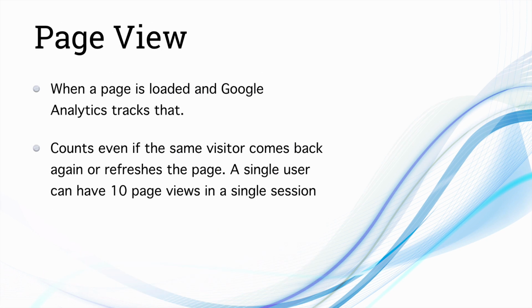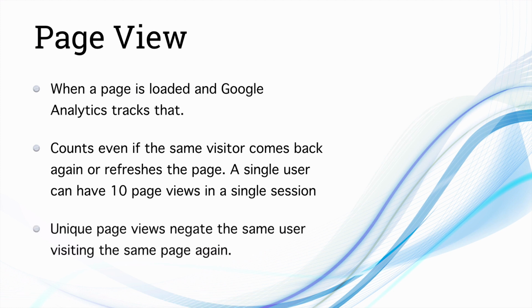The next one is page view. Page view is basically when a page is loaded and Google Analytics tracks the load of the page. It counts even if the same visitor comes back again or refreshes the page. A single user can have even 10 page views in a single session. There is no limit to the amount of page views that this user can have. If a user visits your home page and refreshes the home page 10 times, then it is counted as 10 page views.